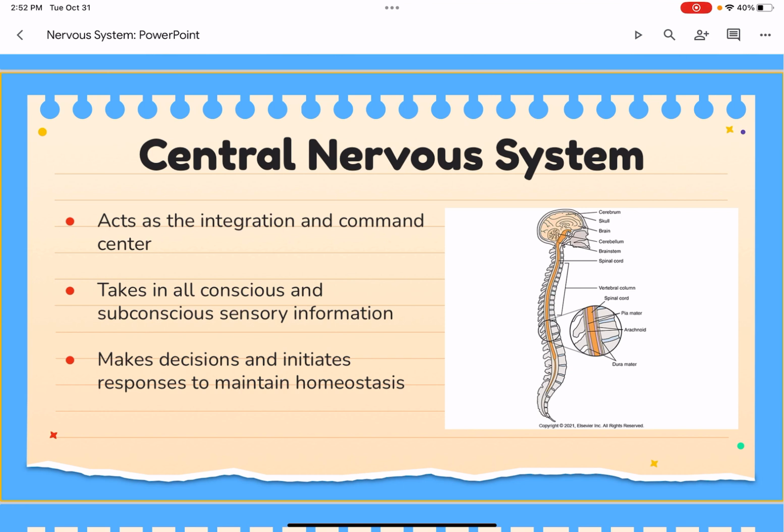So the cerebrum is the largest part of the brain. It controls voluntary muscle movement, processes information received from the sensory organs, and allows us to speak. The cerebellum helps coordinate the brain's commands to muscle movement and assists with balance. The brainstem connects the spinal cord to the brain, regulates body temperature, blood pressure, respirations, and heartbeat. And the spinal cord is surrounded and protected by vertebrae.